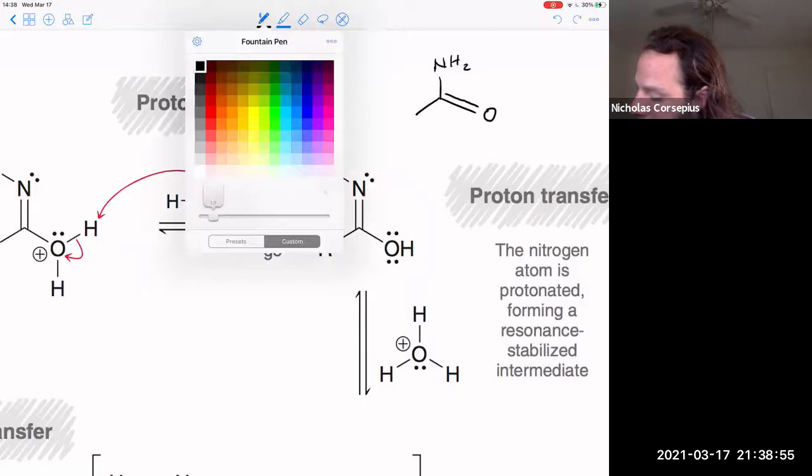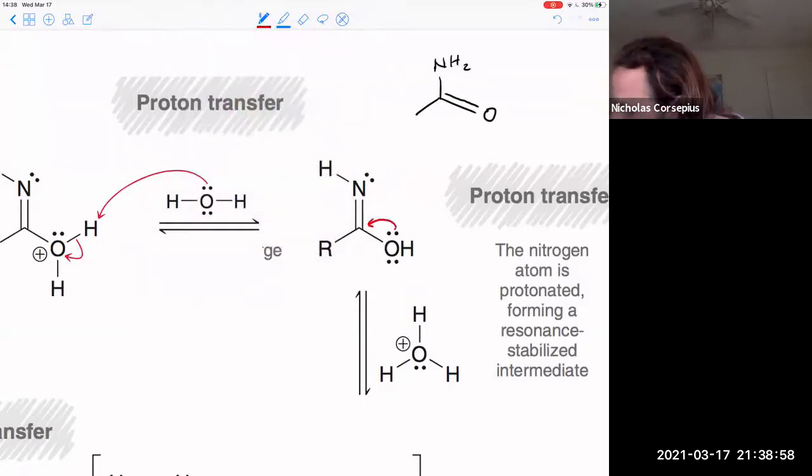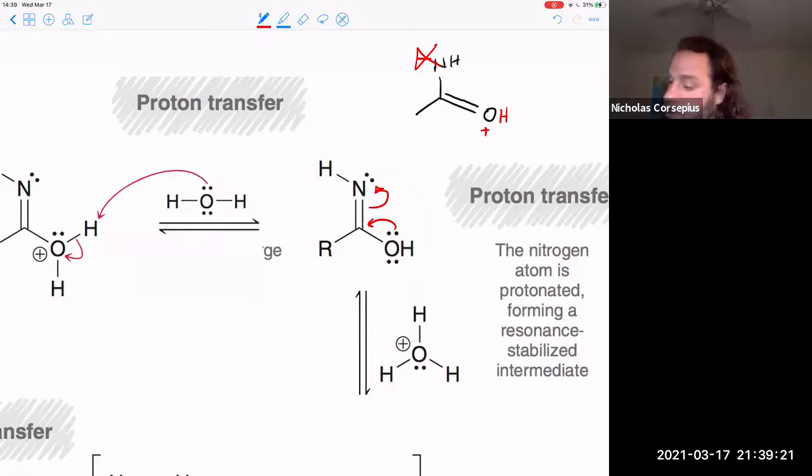But I can't just throw that pair of electrons down there, throw that pair of electrons up there, because that would create a negative sign there and a positive sign there. And this is under acidic conditions. So this negative sign cannot be. So what's our strategy for making sure that there won't be that negative charge? It's to protonate first.